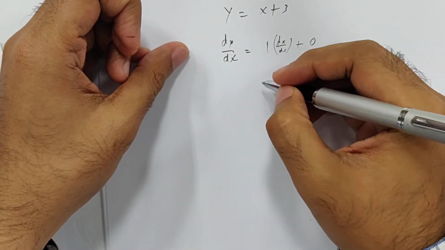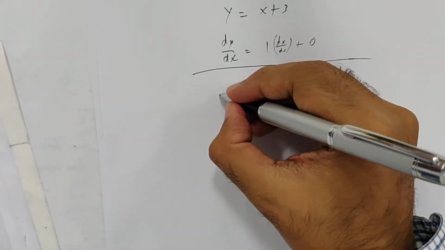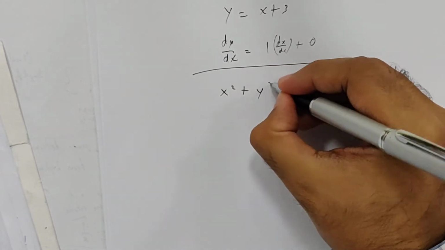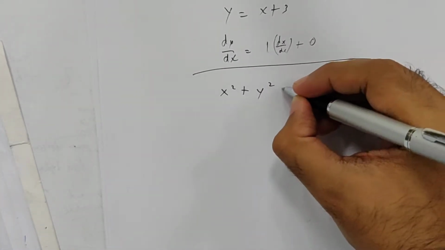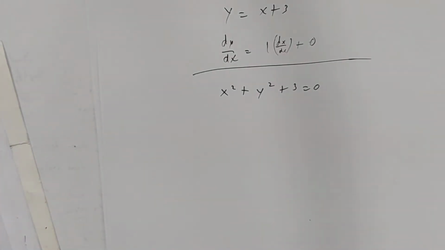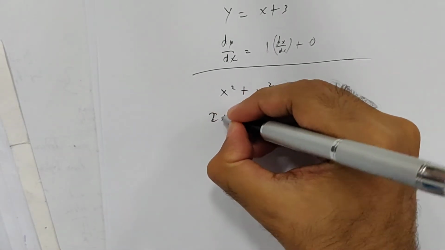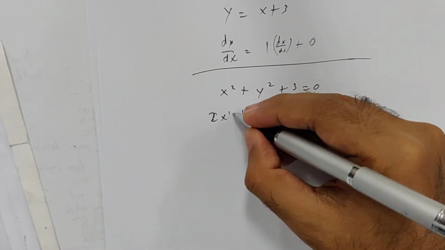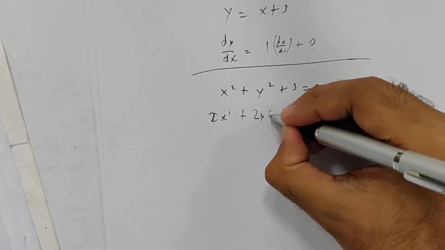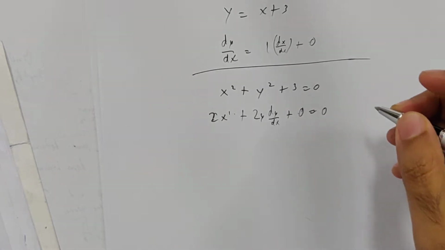Now differentiate x squared plus y squared plus 3. So far so good. How do you differentiate x squared? 2x times 1, dx/dx. How do you differentiate this one? 2y dy/dx plus 0 equals 0.